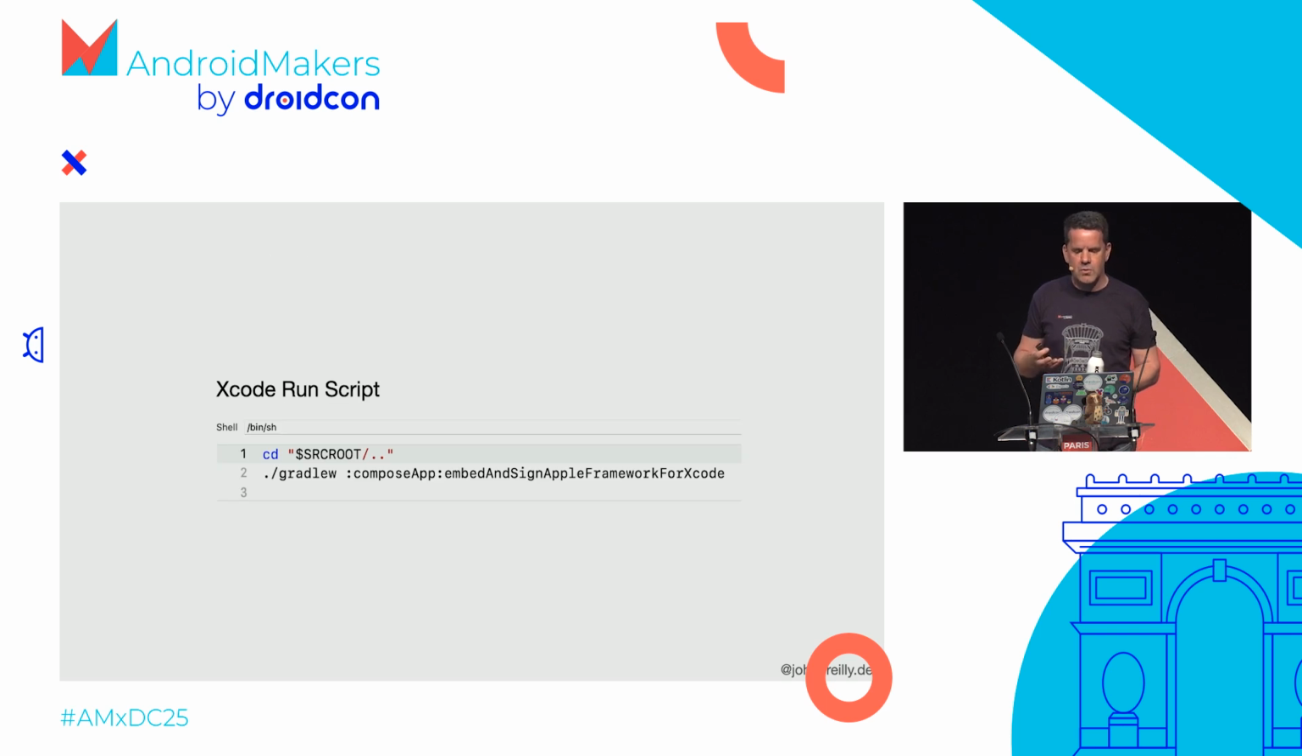And the building of the shared code as an iOS framework is triggered through an Xcode run script like this that uses KMP's embed and sign Apple framework for Xcode Gradle task.